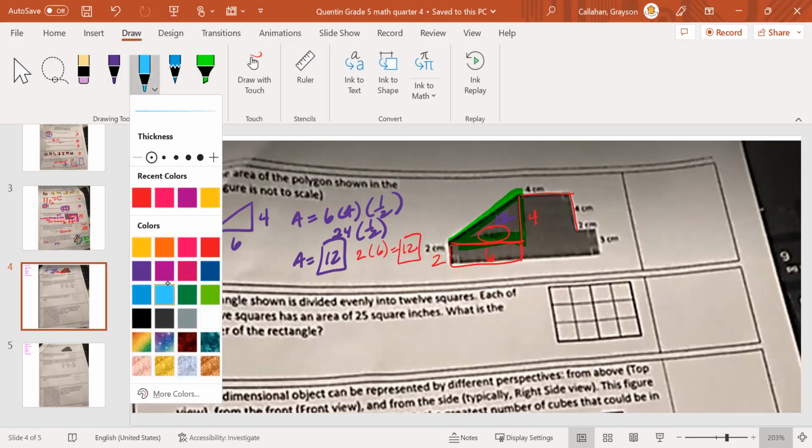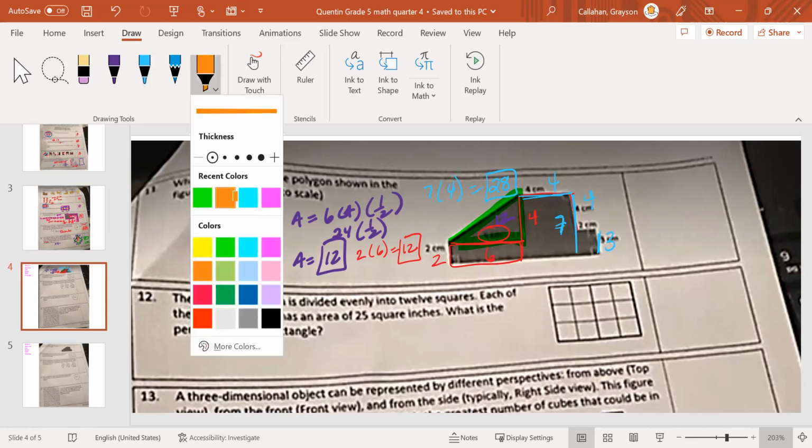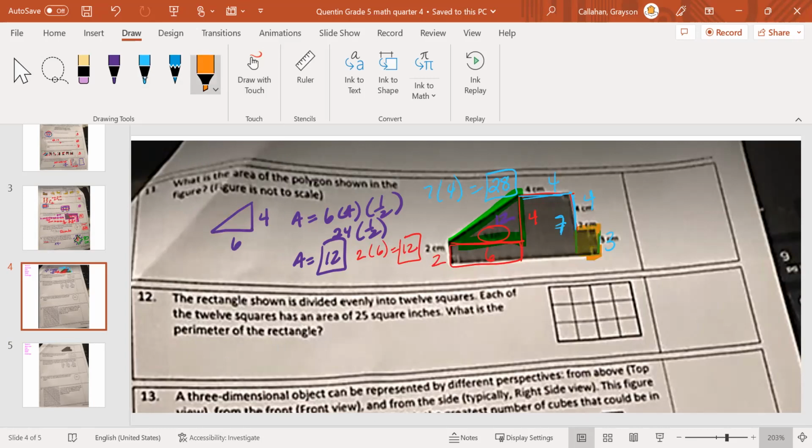Our next area is going to be this part right here, okay? This right here is 4. This part right here is 3. So 4 plus 3, this entire thing is 7. And this part is 4. Do you see that? So it's 7 times 4. Good. That part's 28.